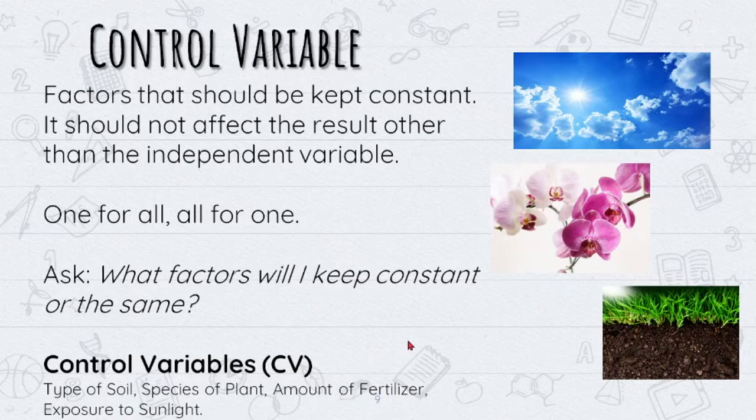If we apply sand to an experimental setup plant, we should also apply sand to the others as well. If our plant is orchid, the other plants should be orchid also. If we apply 50 grams of fertilizer in one plant, we should also apply the same amount of fertilizer for all. And if this plant will be exposed to sunlight for about 8 hours, let the others be exposed to sunlight as well for about 8 hours. Therefore, control variables are the factors that should be kept the same.